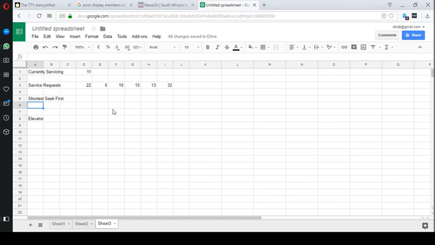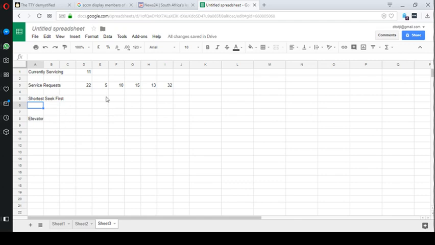Okay, so what we have here is a spreadsheet that describes a hypothetical disk with 40 cylinders, from cylinder, let's say, 1 to 40, doesn't really matter. It's currently servicing information on cylinder 11. And while it's busy servicing that information, it's getting requests on cylinders 22, 5, 10, 15, 13, and 32. So let's see in both of these cases how the algorithm works.